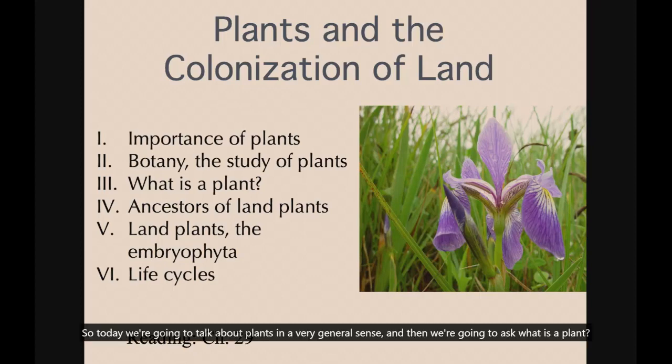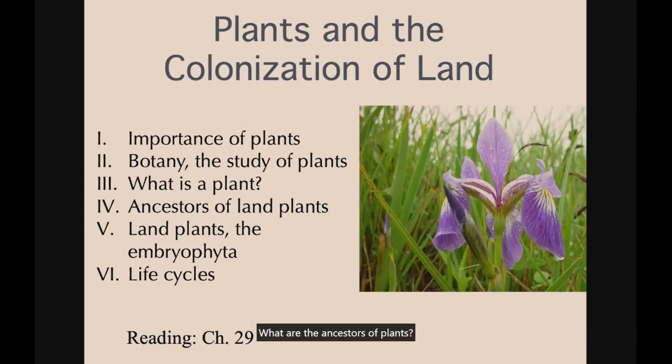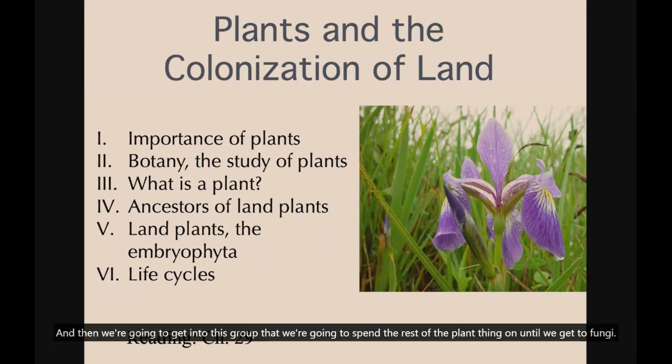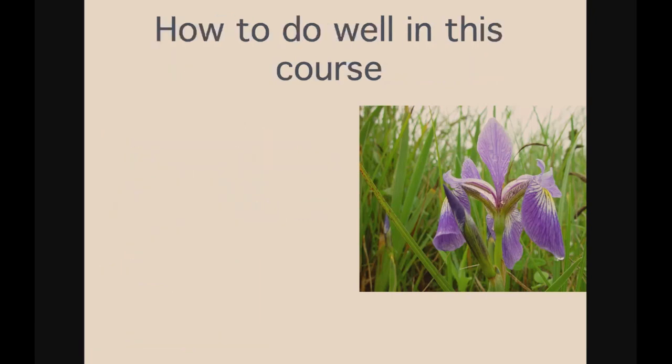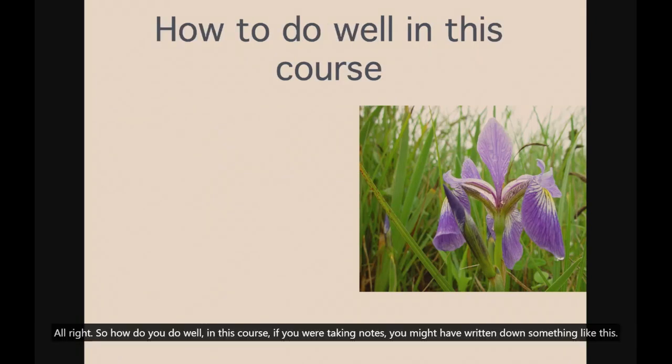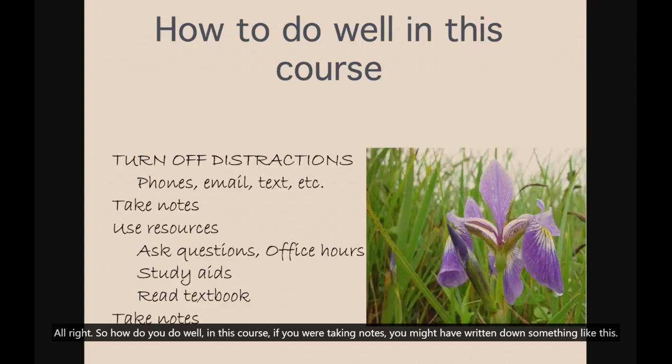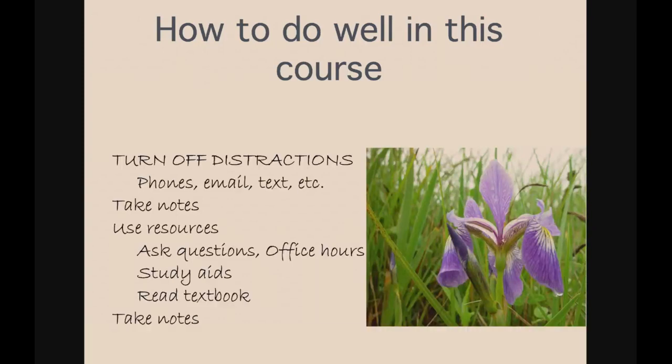So today we're going to talk about plants in a very general sense, and then we're going to ask what is a plant, what are the ancestors of plants, and then we're going to get into this group that we're going to spend the rest of the plant section on until we get to fungi, and that's the land plants. It's a subset of all the plants, and it's the dominant set of organisms, the land plants, the things that live on land.